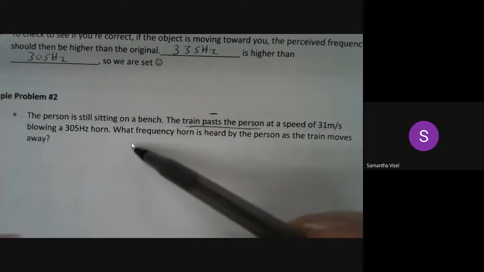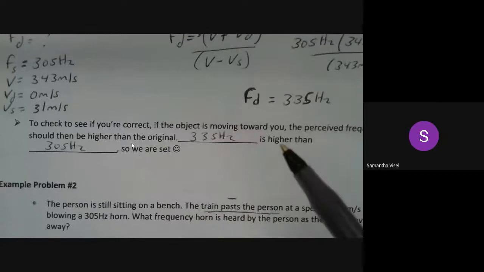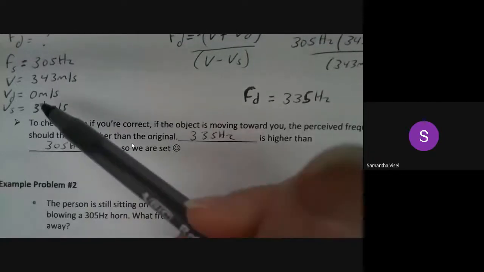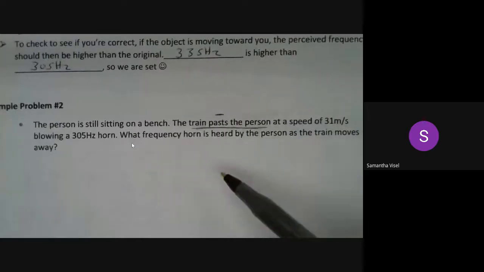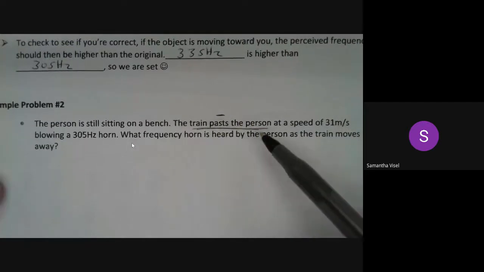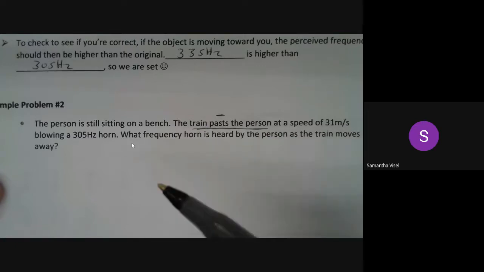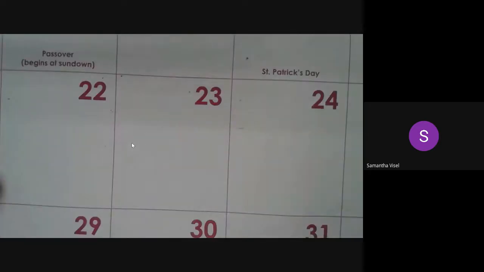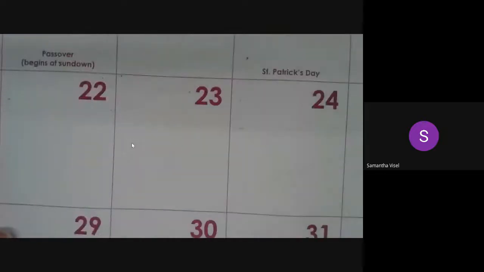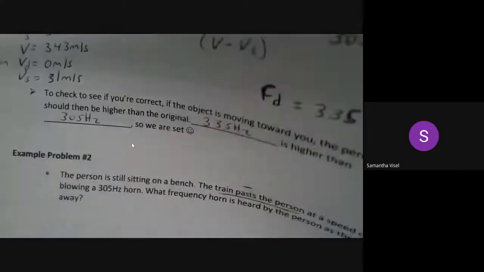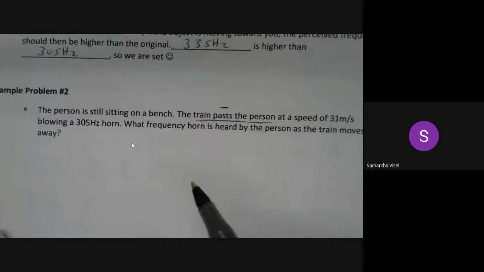So I'd still like you to read through and practice picking out our variables, even though I told you it's pretty much the same problem here. But now we have that Vs is negative. So now we're going to see what that is going to do to our Doppler frequency now that the train is moving away. We should be getting a frequency that is less than the actual frequency, since those waves are getting stretched out and elongated. But now we're going to see mathematically if that is going to be true.